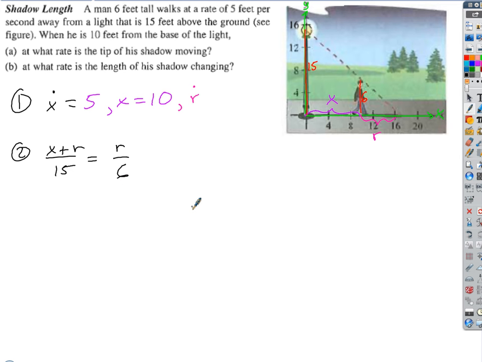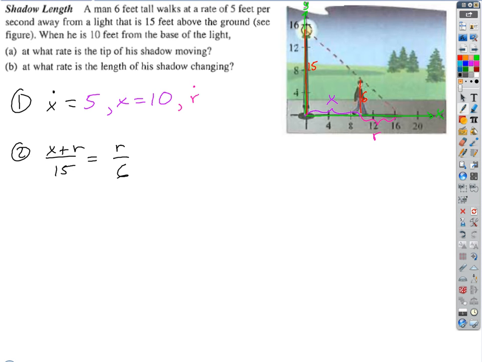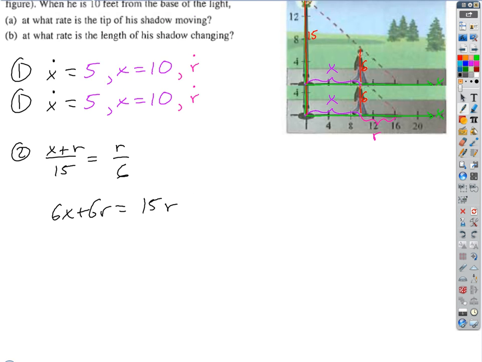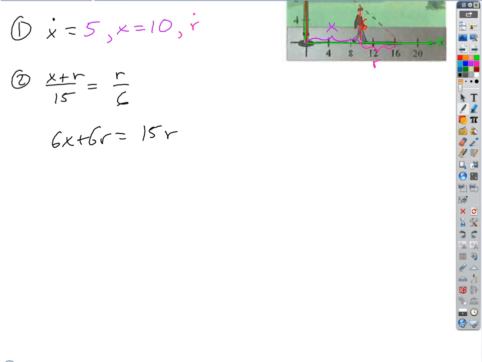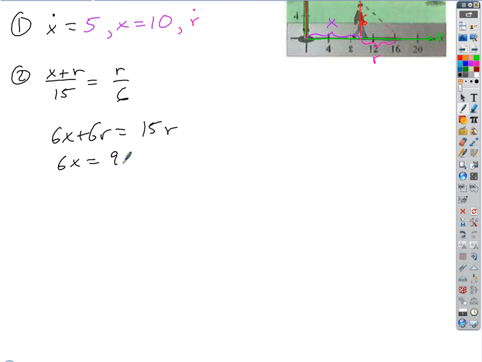Okay, make sense? Third bullet point. There we go. And what could we do to this to maybe simplify that parent equation a little bit? Let's cross multiply, good. So if we cross multiply, what am I gonna get? 6X plus 6R equals 15R. Or in other words, 0 equals 9R. Oh, that too. I mean, it's not simpler.